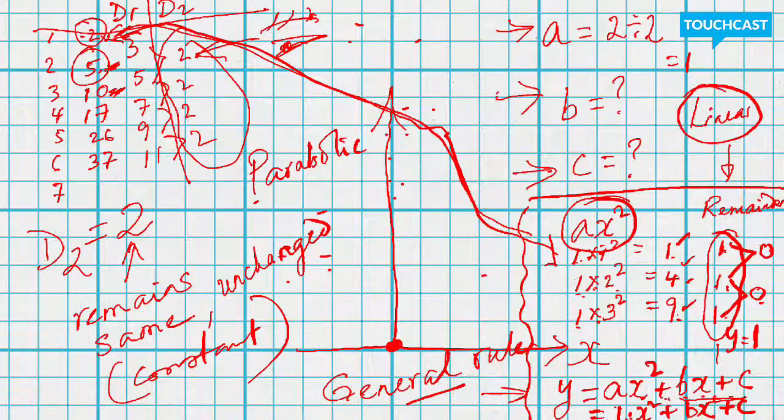So our newfound equation is, what is that? The b term is 0, and c is 1. So I can write the equation as y equals x squared plus 1. I hope it makes some sense. In class, we'll discuss it further.